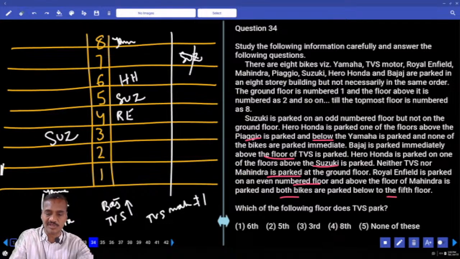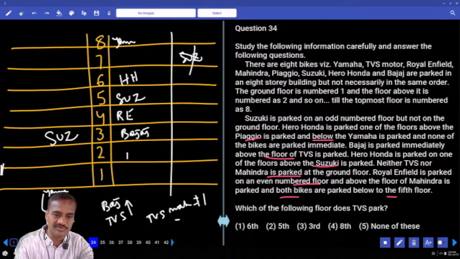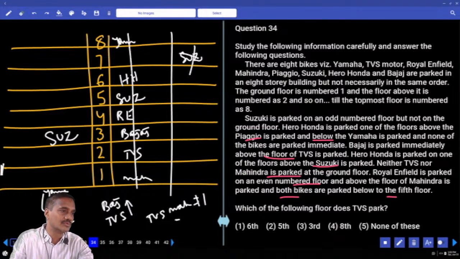And neither TVS nor Mahindra is at the first place. Bajaj and TVS definitely must be at this place. Now Bajaj and TVS are here, then Mahindra, is it possible? This case is completely ruled out. Now we are left with this case, and Bajaj and TVS cannot be here.